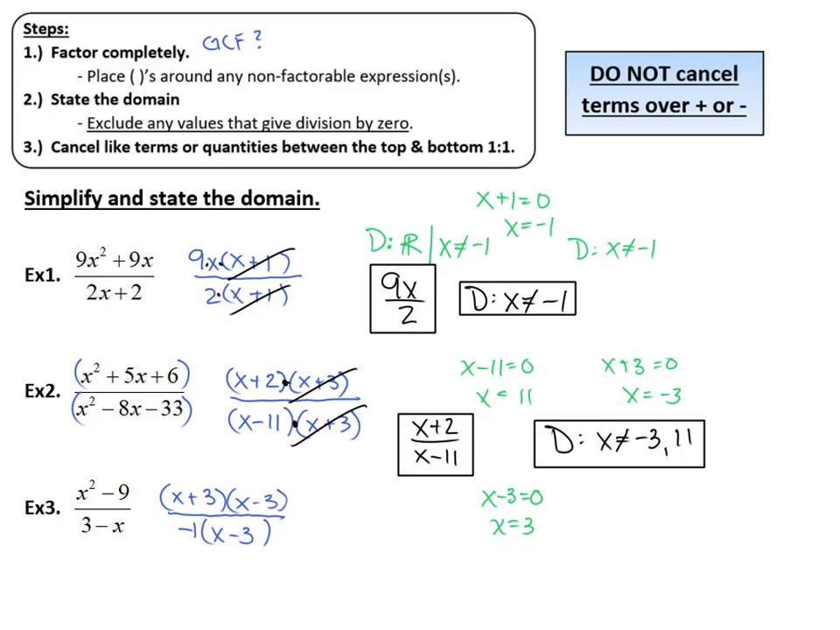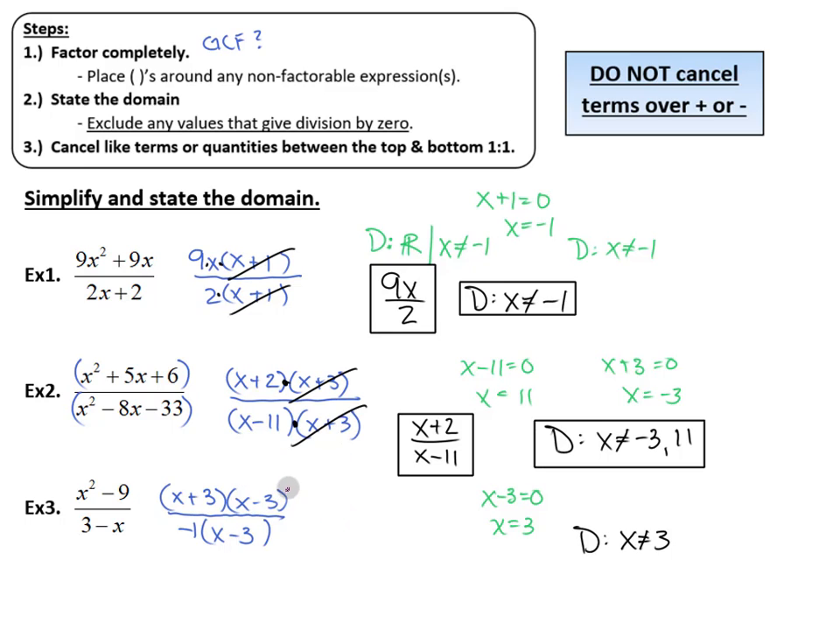So for my domain, x could be any number except for positive 3. And don't forget to put this slash. If you wrote x equals 3, then you're saying that's the only value it can equal, and in fact it is the exact opposite. It's the only value it cannot equal.